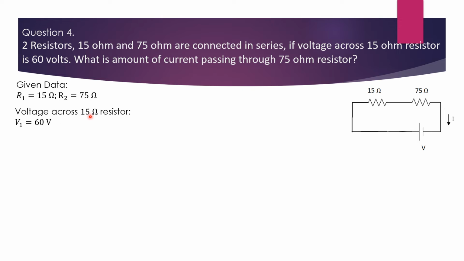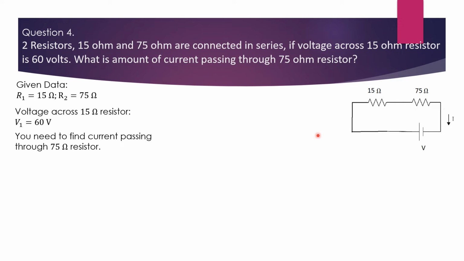Voltage across 15 ohm resistor is V1 is equal to 60 because 15 ohm we have labeled as R1. So the voltage across this resistor will be V1, that is 60 volts is given. Now you need to find current passing through 75 ohm resistor.